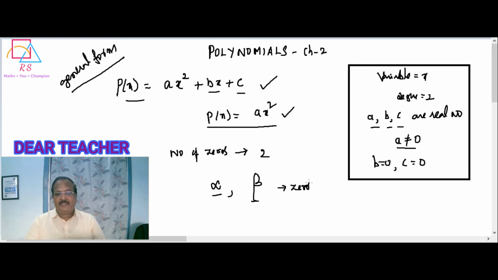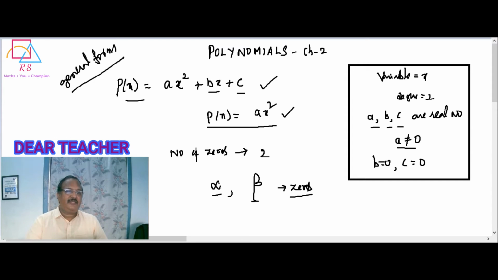Some people will get confused. They write alpha, beta and think zeros and roots are the same. No. Zero we use for polynomials, and root we use for a quadratic equation. Quadratic polynomial, quadratic equation. Roots usually we use for an equation, and zeros we use for polynomials. Okay. There are 2 zeros.